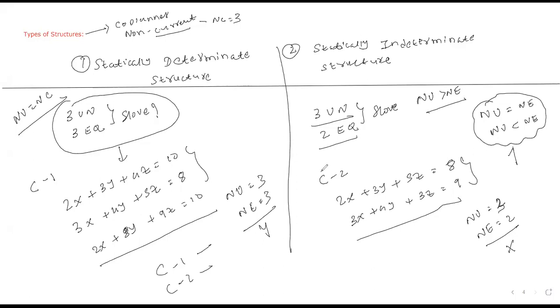Yes, sir. Okay, now what is the number of unknowns? We will discuss that later on. Now all of you know the number of conditions. We have 3 conditions. Yes or no? Based on this we will derive which structure is determinate and which is indeterminate. Now we will discuss.